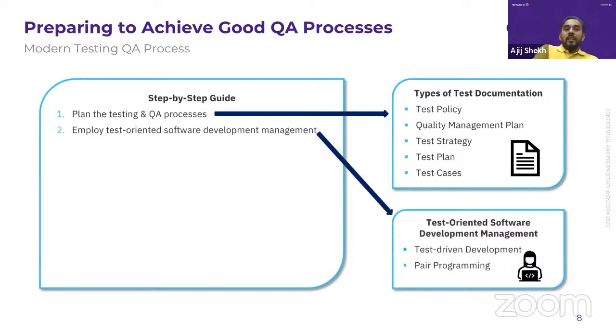The next point is test-oriented software development management. We already know that if we are planning to move on and prepare our scripts as automated scripts, at that time we should be aware of what framework, which technology and which tools we are using. This is the main thing. So at this time we have test-driven development and pair programming. Pair programming is where multiple programmers can work on the same program.